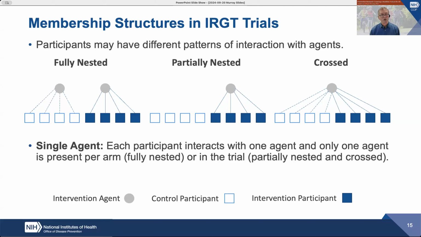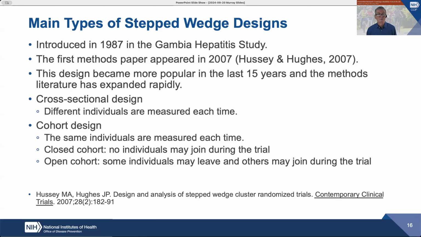On the left, we have the fully nested case where there's a single agent in the intervention arm, a different single agent in the control arm, and on the right, we have the crossed case with a single agent for the whole study interacting with all of the participants. Again, we don't recommend the single agent structure.